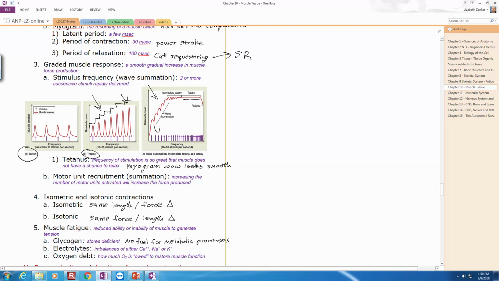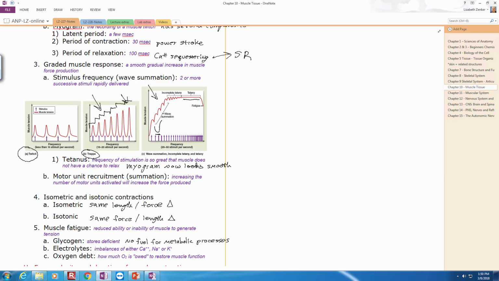See how it doesn't dip down to the baseline like all the other two pictures did? So you don't even get a chance to relax in between. You're stimulating, zap, zap, zap. And so then you end up getting the tetany, the full contraction. Have you ever had a muscle cramp where it tightened up on you and didn't let go? You could think of it like that. It doesn't relax. It's not having a chance in between.